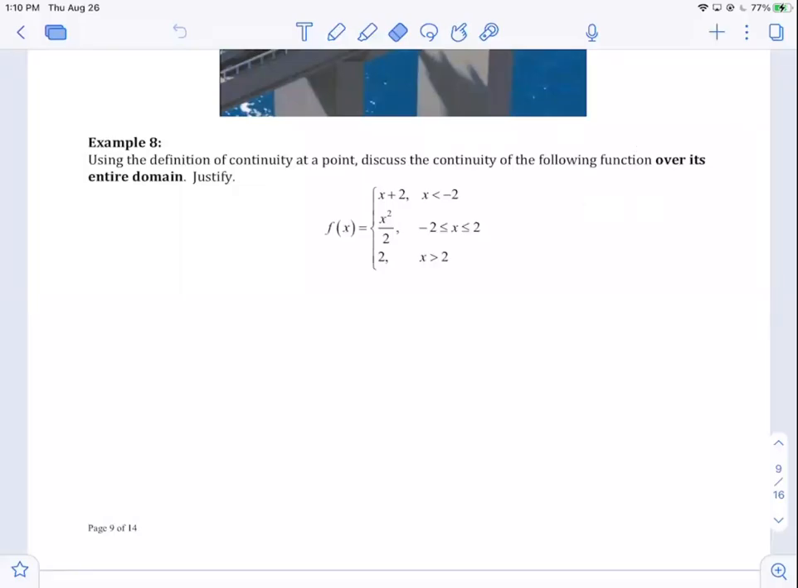Okay, we're good. All right, so example 8: use the definition of continuity at a point. That's basically your hint that you need to justify using the three-step definition. Now look, this is kind of broad and vague. Discuss the continuity of the function over its entire domain. And then it does say justify.